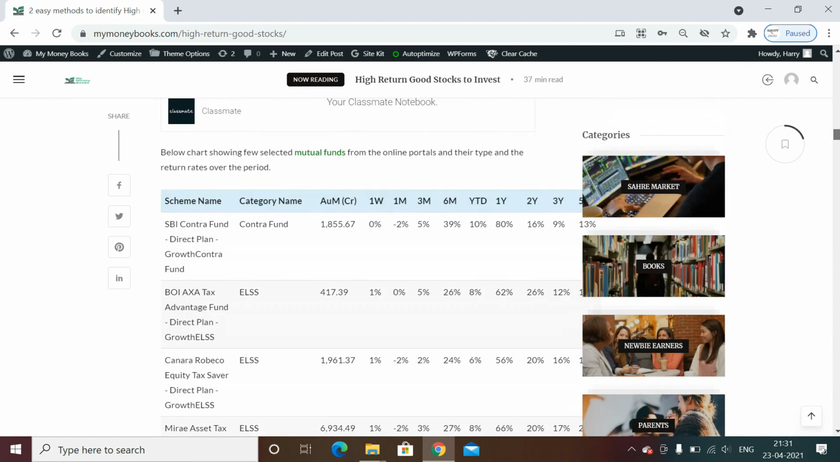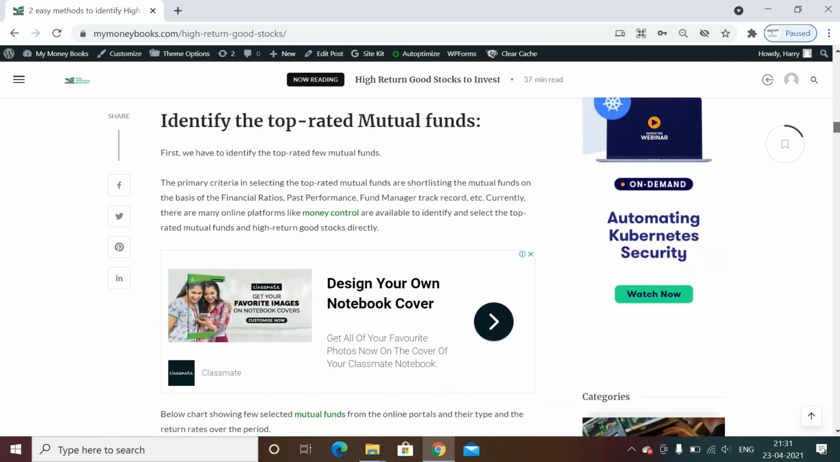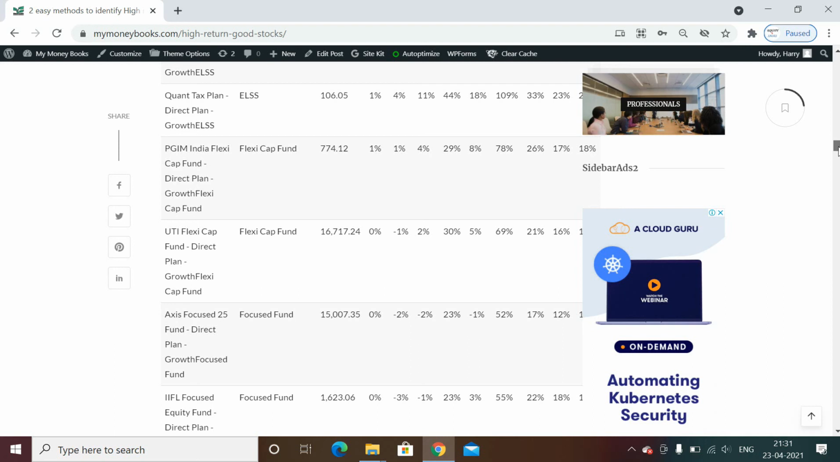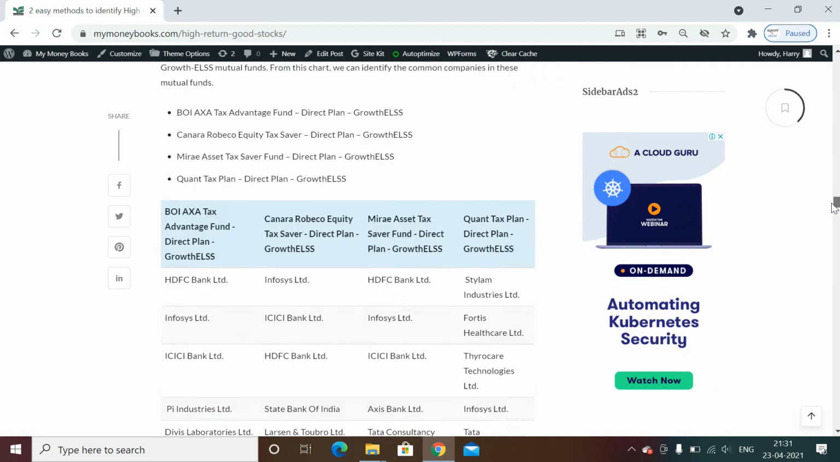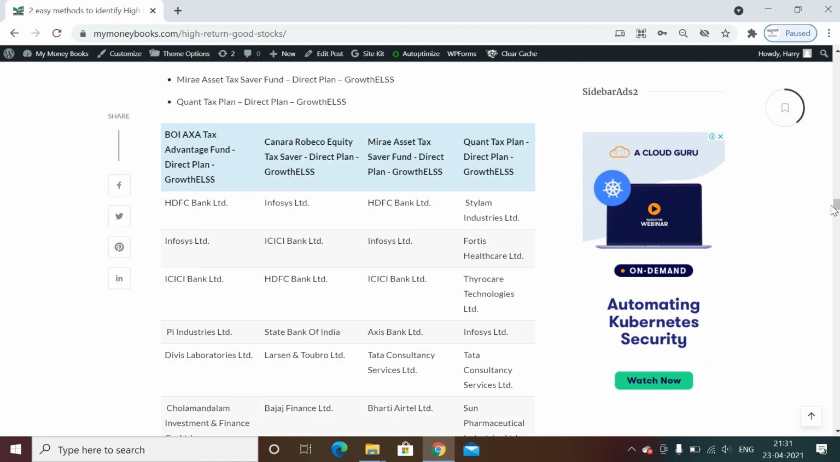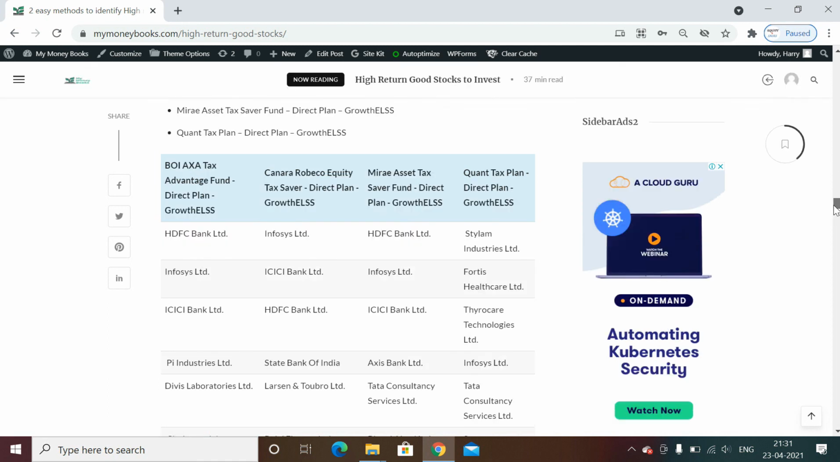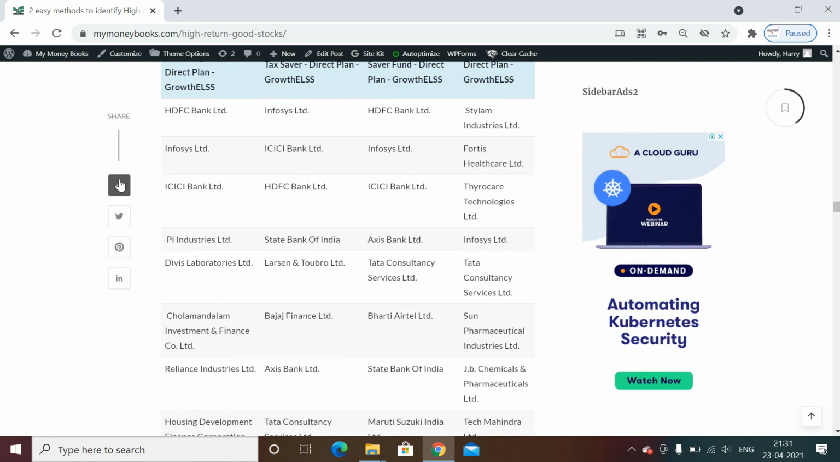If you want to select the companies, you can go to apps like Moneycontrol or the NSE website. Once we select the companies, from that we can select the portfolios. In the portfolio I listed the top 10 companies which these mutual funds are invested in. Now what we can do is check which companies are common in all these portfolios.